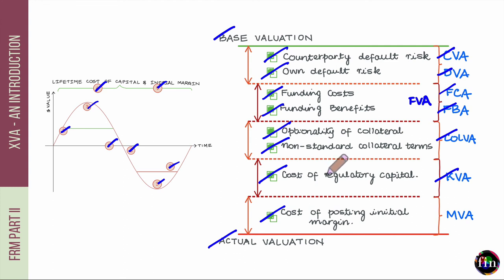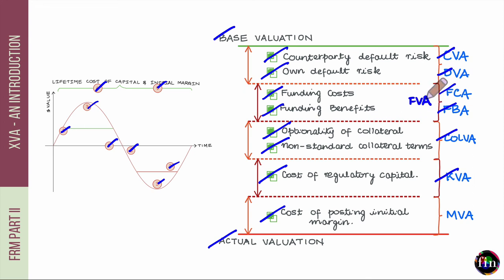Before I stop, two things to keep in mind. First of all, there might be factors which feed into more than one valuation adjustment. For example, collateral feeds into the collateral valuation adjustment, and because collateral has a funding implication, it also feeds into FVA. So collateral feeds into both FVA and ColVA. The second thing to remember is that although we have drawn these valuation adjustments as non-overlapping layers sitting on top of each other, in practice these layers might overlap.